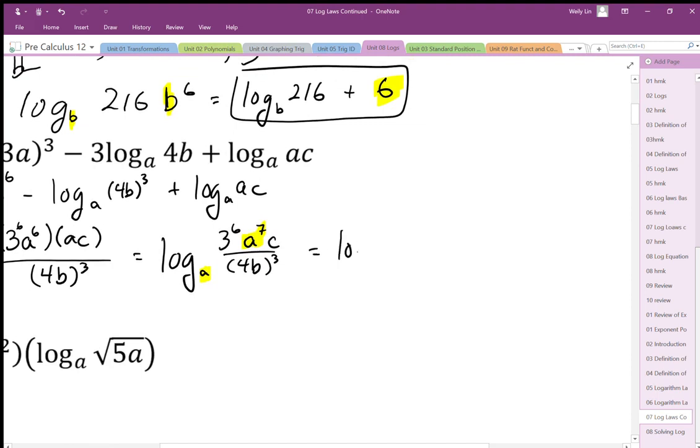So this becomes log base a of 3 to the power 6 c over 4b cubed plus log base a of a to the 7, which is going to be 7. So there's my final answer here.